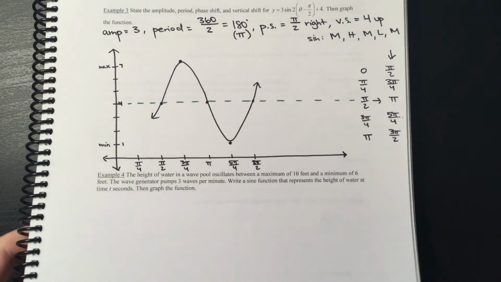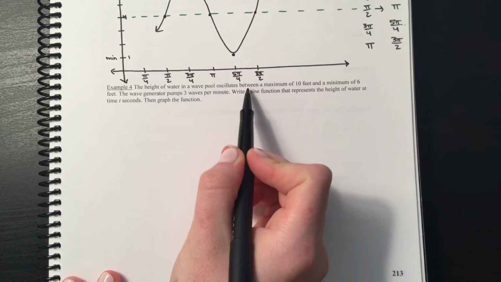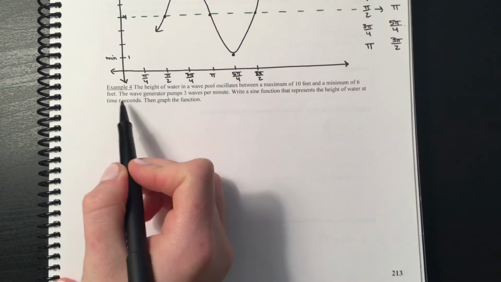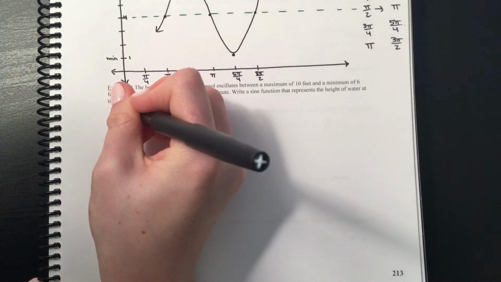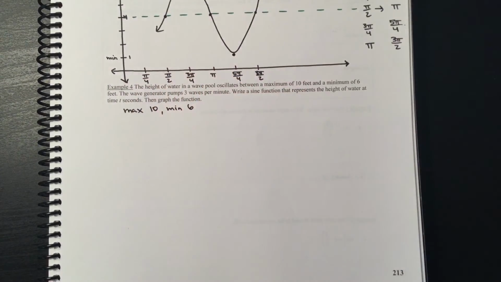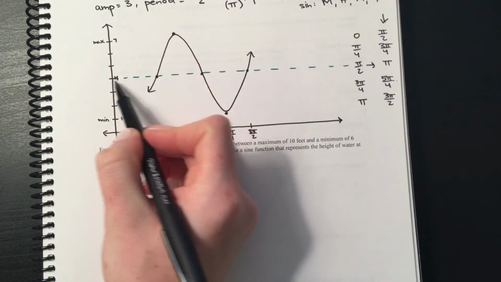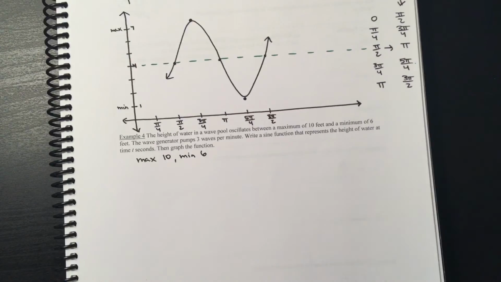Last thing we're going to do is create an equation for ourselves here. The height of water in a wave pool oscillates between a maximum of 10 feet and a minimum of 6 feet. A wave generator pumps 3 waves per minute. Write a sine function that represents the height of water and then graph the function. So if the max is 10 feet and the minimum is 6 feet, what we want to do is figure out what's halfway in between there. Like here, we had a max of 7 and a minimum of 1. So you could figure out that halfway in between would be 4. So that would be the midline. So max 10, min 6. The midline would be 8.